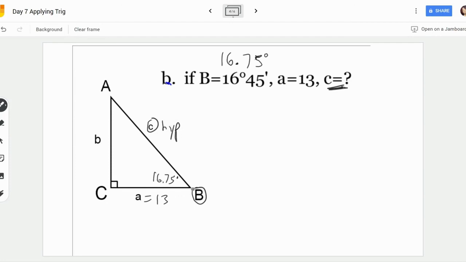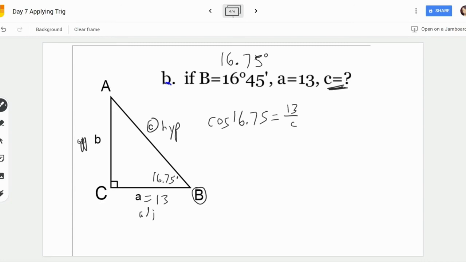I can tell that 2 ways. One, because opposite is the one opposite angle B. So that's opposite, and I'm not using it. That means that this is adjacent. So the trig function that uses adjacent and hypotenuse, because we have the adjacent, we have to use that. We're looking for the hypotenuse, so we have to use that. That's cosine. So the equation looks like cosine 16.75 equals adjacent, which is 13, over hypotenuse, and that's just C.